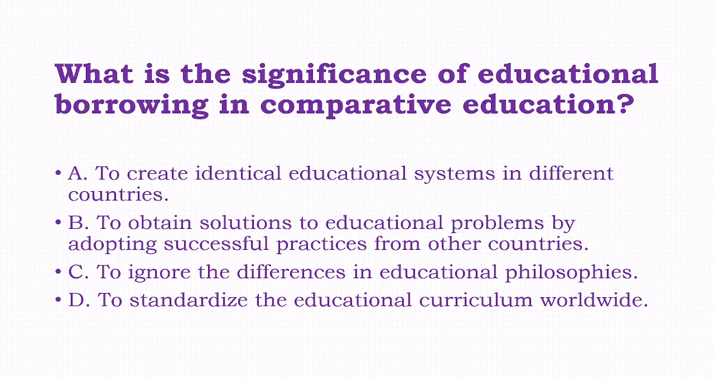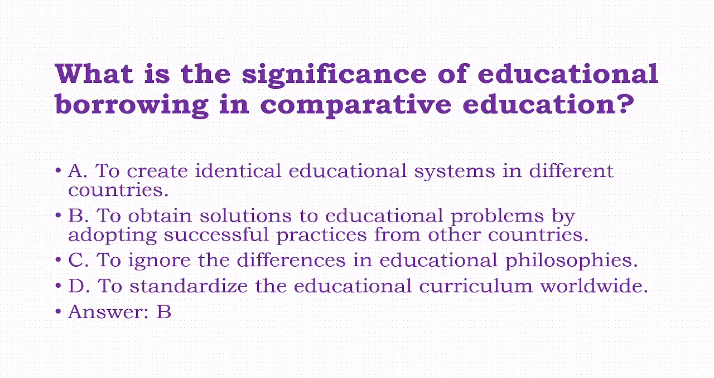Next, what is the significance of educational borrowing in comparative education? Options: to create identical educational system in different countries, to obtain solution to educational problems by adopting successful practices from other countries, to ignore the differences in educational philosophies, to standardize the educational curriculum worldwide. Answer of this question is option B, that is to obtain solution to educational problems by adopting successful practices from other countries.